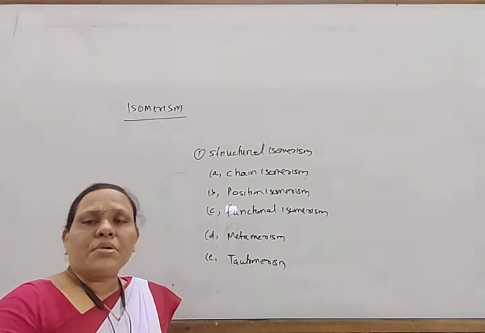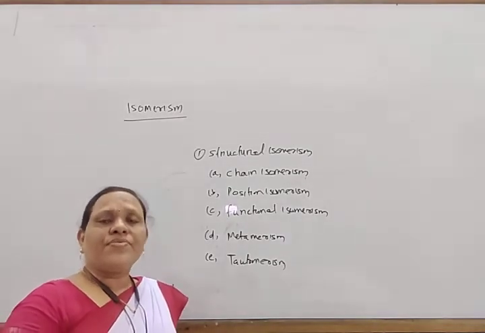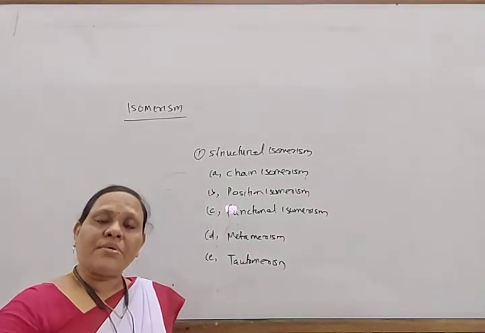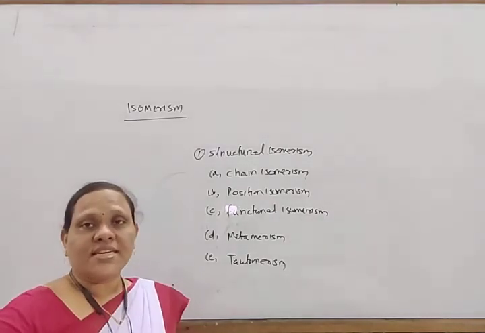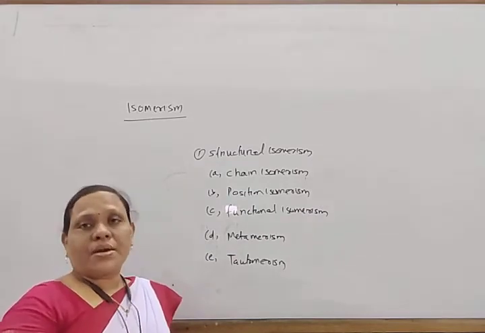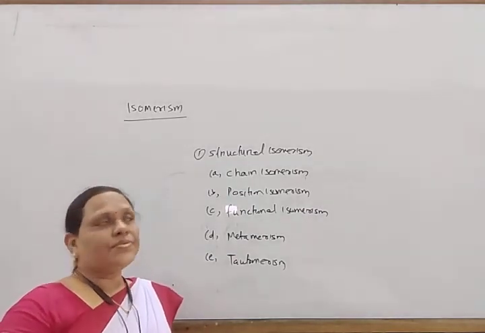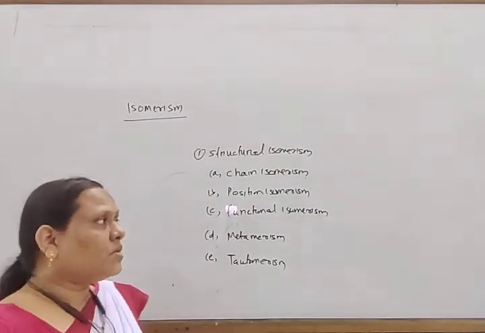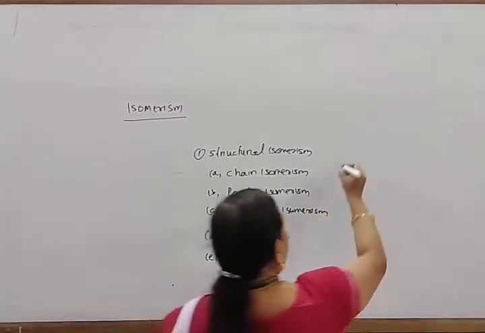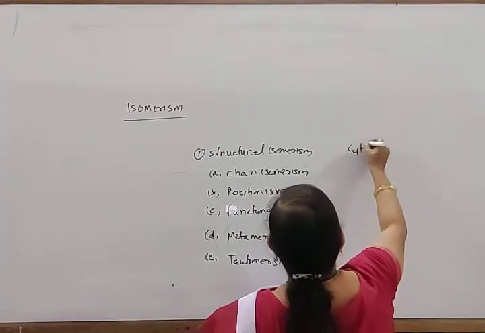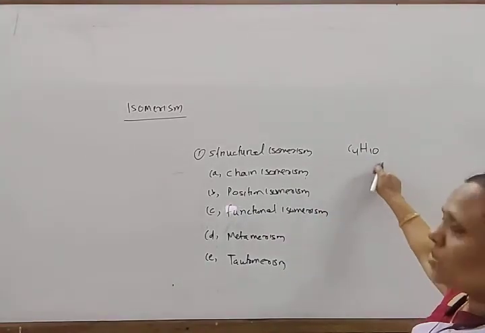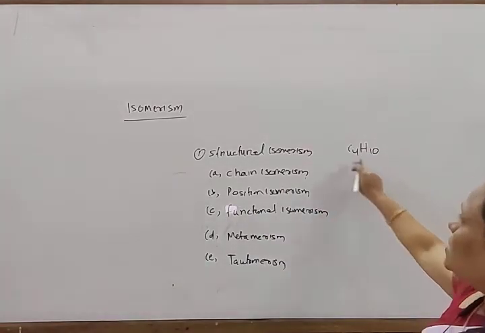If there are 3 carbon atoms at maximum, then there is no formation of chain isomerism because 3 carbon atoms always form a straight chain. So if the compound contains a minimum of 4 carbon atoms or more, then it can form chain isomerism. Look here, suppose we consider the formula of butane, C4H10. This is your CnH2n+2 formula in alkane.